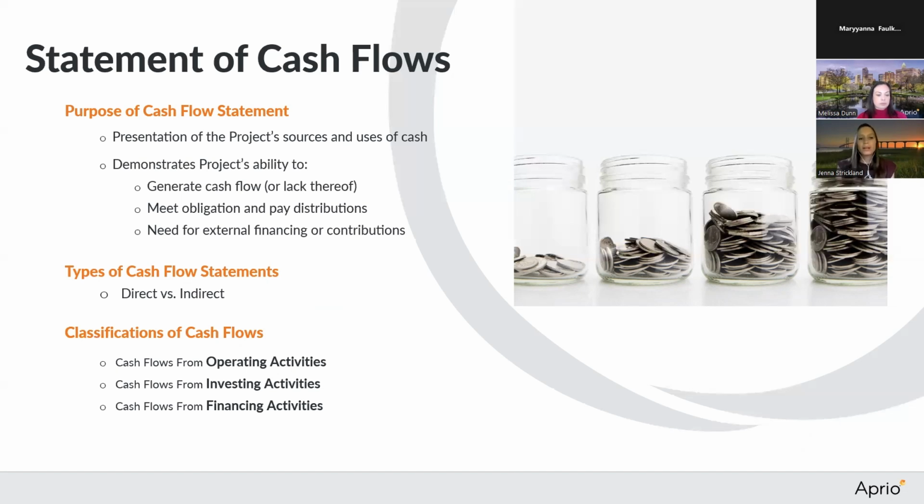Then we're also going to go over: are you able to meet your obligations? Are you paying distributions to those owners? Or do you need additional financing? Have you had to take on more debt? Have you had to get some capital calls and have the owners put some money in the form of contributions? So the cash flow is really going to show all of this in a quick glance. And even though it's a little confusing, we'll try to break it down for you.